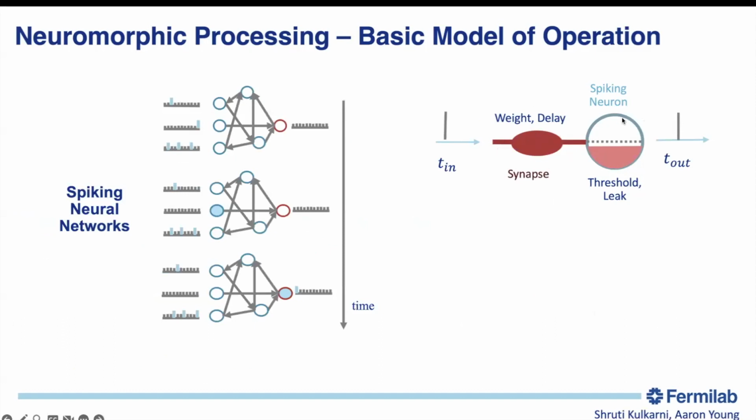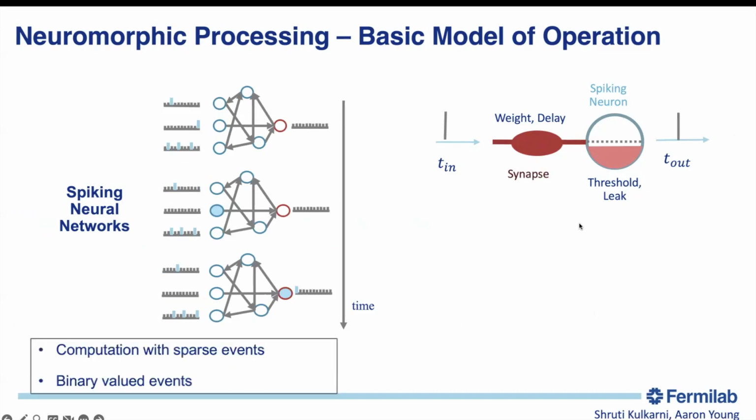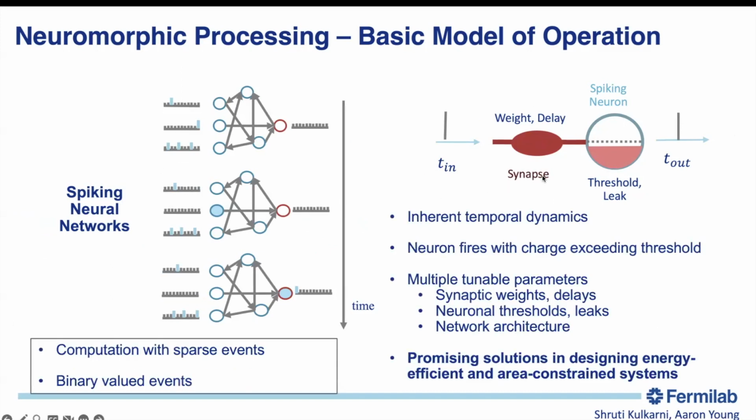So you have a synapse, and then you have a threshold. You have an input train of spikes, which corresponds to an output train of spikes based on how the algorithm is trained, what weights you are using, and the style of neuron you have developed. So these networks are inherently temporal. Neurons fire whenever you exceed the threshold. There are multiple ways to tune parameters. You can tune the synaptic weights, change the neuronal thresholds, and also tune the network architecture. It looks like a promising solution for energy efficient, area constrained systems.